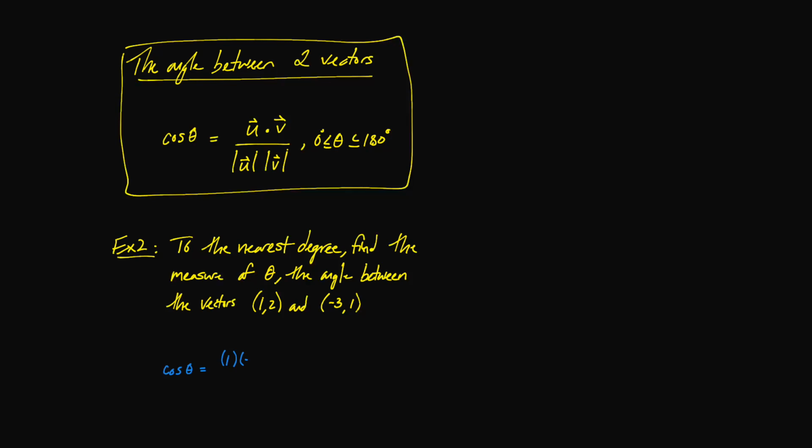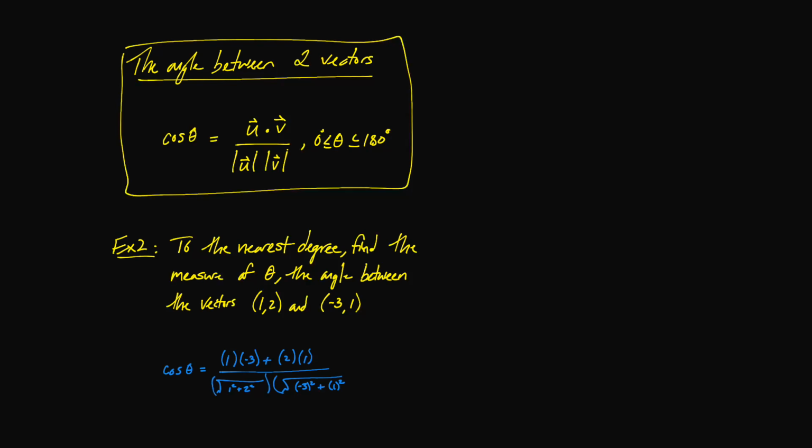times negative 3 plus 2 times 1 over, and this is where you have to do your distance formula for the vectors. That's going to be the square root of 1 squared plus 2 squared for that vector, multiplied by, a lot of parentheses, and this one here is negative 3. Don't forget to put that in parentheses, plus 1 squared.